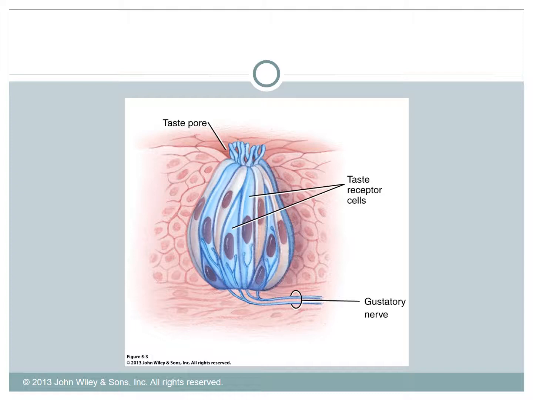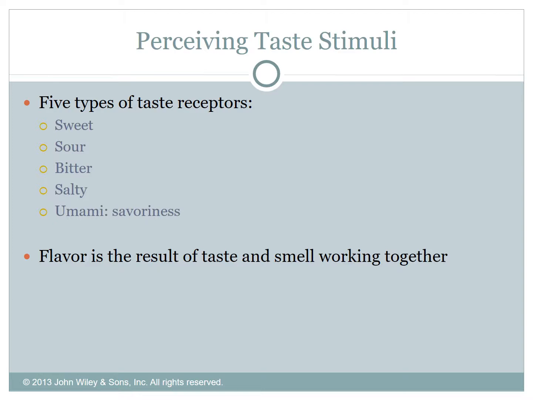You can see that the food, or the food chemicals, fall into the taste pore and are detected by the taste receptor cells. When we perceive taste stimuli, when these food particles fall into the taste pores, we actually have 6 types of taste receptors. Now, the first 4 we've known about for a long time: sweet, sour, bitter, and salty.